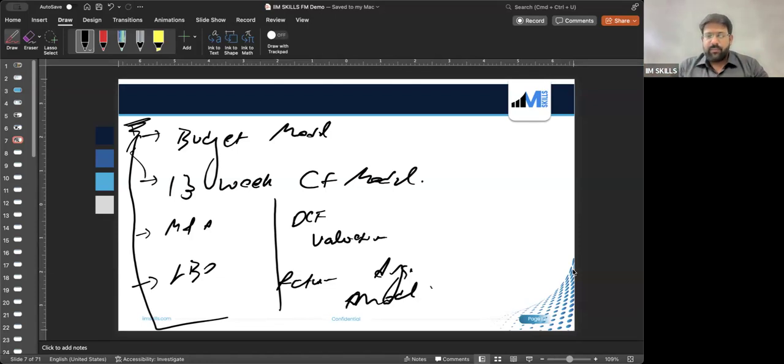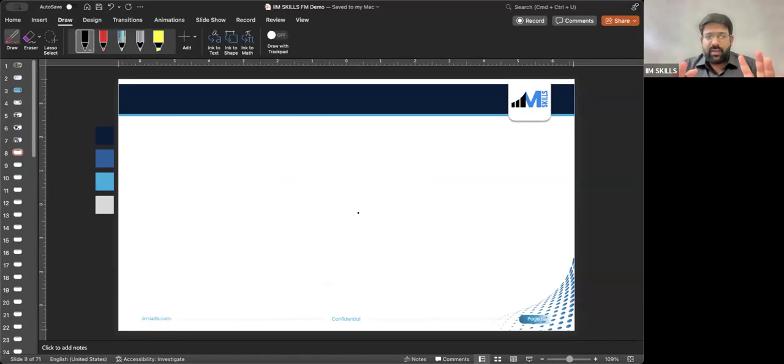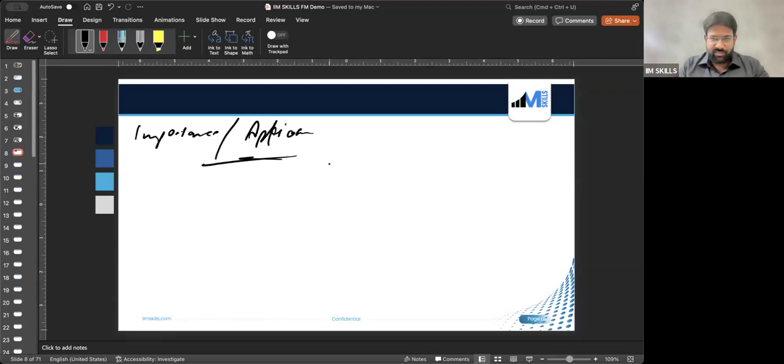Okay, now moving to the next part. Before we move ahead, we are clear with what is a financial model. Now we need to understand the application as well. As I said, the importance or the applications of financial models are very interesting and very creative. So let's do the exercise. Everyone in the chat box, get into it.